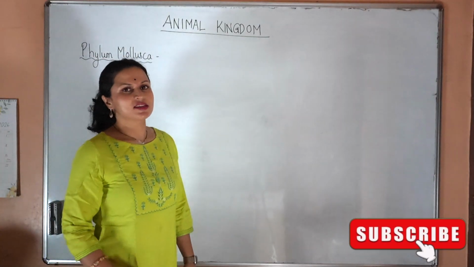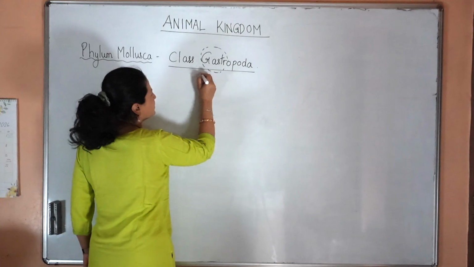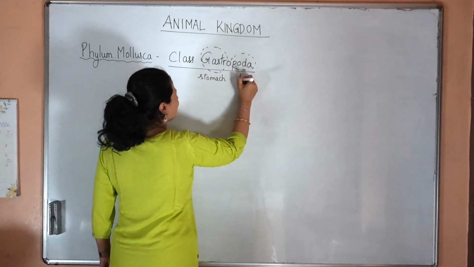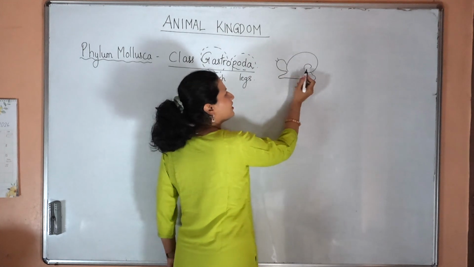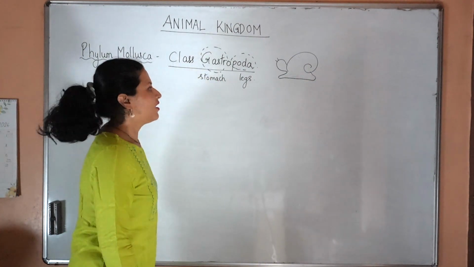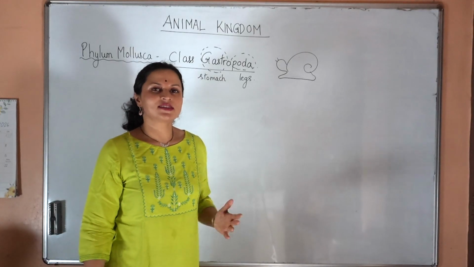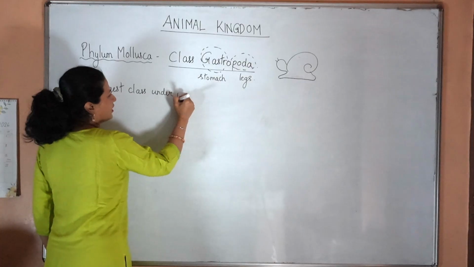Let us start with the first class. Class Gastropoda. Gastro means stomach. Poda means legs. This class has their poda or feet under their stomach. That's why they are called gastropoda. This class includes the typical mollusks like snails and slugs. This is the largest class under phylum Mollusca.